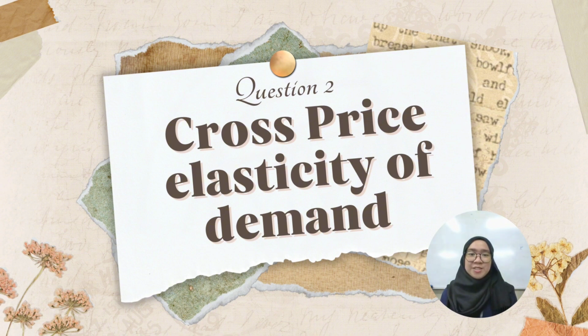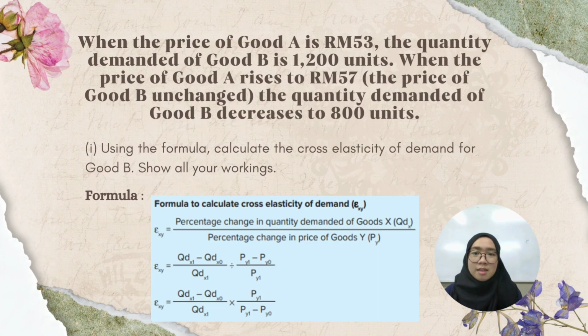Moving on to question 2, which is about cross price elasticity of demand. The statement is: when the price of good A is 53 ringgit, the quantity demanded of good B is 1,200 units. When the price of good A rises to 57 ringgit, while the price of good B remains unchanged, the quantity demanded of good B decreases to 800 units. So the first question, using the formula, calculate the cross elasticity of demand for good B and show all of your workings.